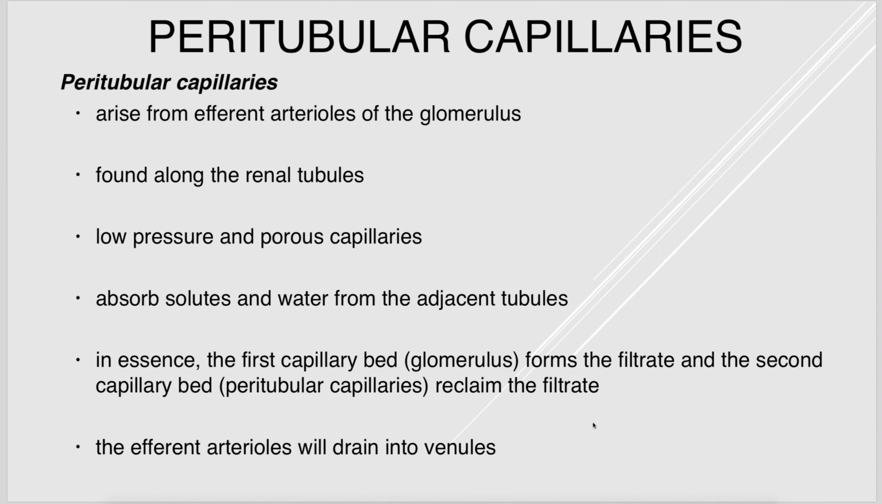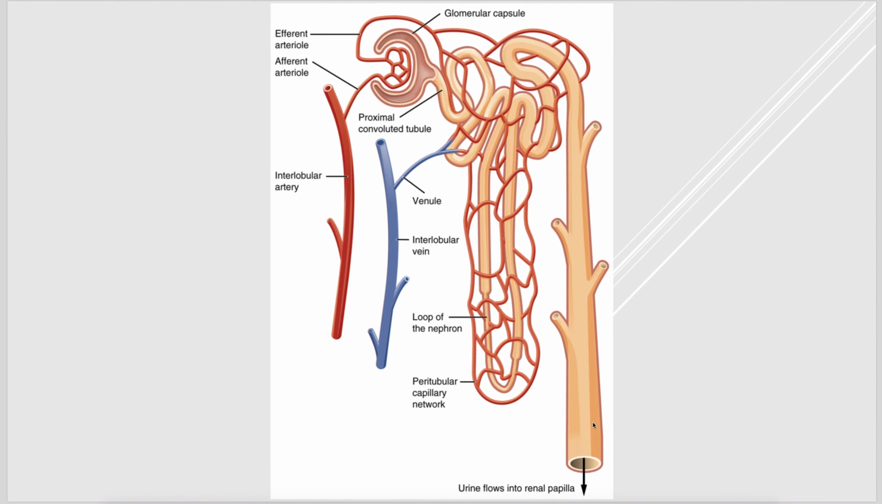Okay, so the peritubular capillaries. I'm just going to go to the picture again. So these are low pressure capillaries. And what they are going to do, and again, these actually came from that efferent arteriole that drained the glomerulus, they're going to be involved with exchanging things with the renal tubule. Eventually, they're going to drain back into the venous system, so blood can get back into circulation. But that's their main job, is to exchange things with the renal tubule.